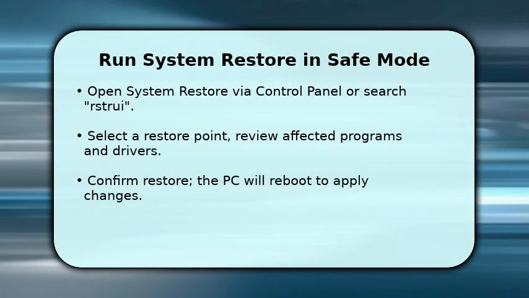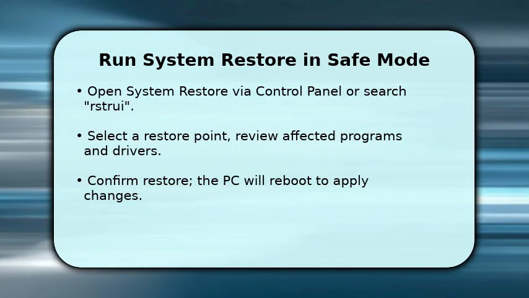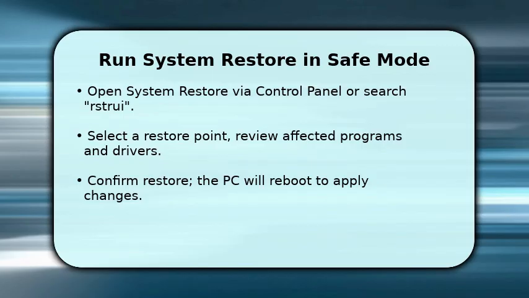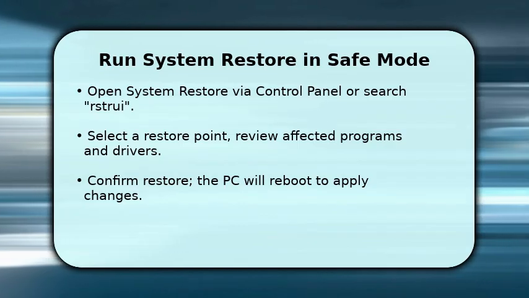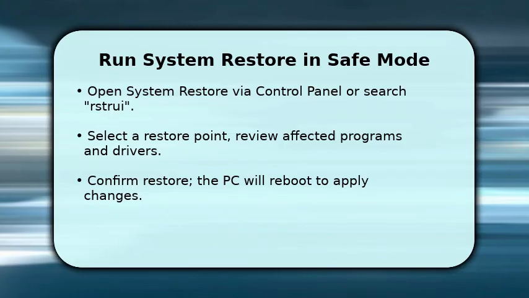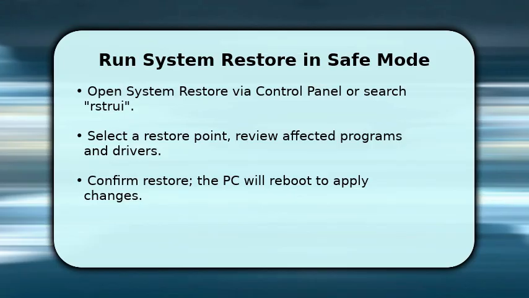Once in safe mode, you launch System Restore by typing rstrui in the search box or navigating Control Panel, Recovery, Open System Restore. You then pick the most relevant restore point, check the date and description, and click Scan for affected programs to understand what will change. After you confirm, System Restore will prepare and then reboot the machine to apply the snapshot. Make sure you don't interrupt this process, because stopping mid-apply can leave the system unstable.